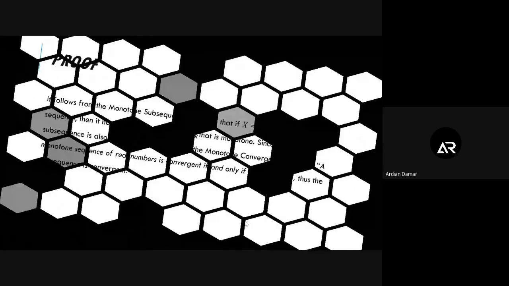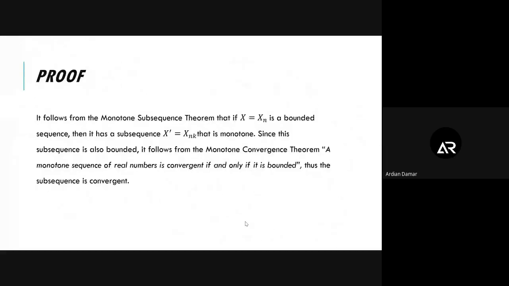We can see the proof. It follows from the monotone subsequence theorem that if X = (xn) is a bounded sequence, then it has a subsequence X' = (xnk) that is monotone. Since this subsequence is also bounded, it follows from the monotone convergence theorem, which states that a monotone sequence of real numbers is convergent if and only if it is bounded. Thus, the subsequence is convergent.